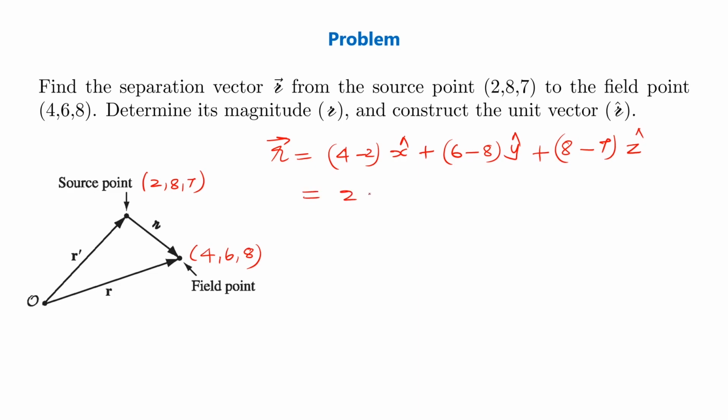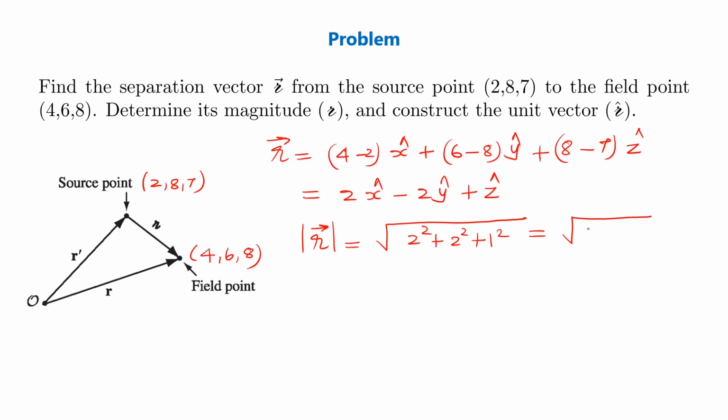So this is 2 times x hat minus 2 times y hat plus z hat. Now when we find the magnitude of vector script r, this will be the square root of 2 square plus 2 square plus 1 square. So this is equal to the square root of 4 plus 4 plus 1, the square root of 9, that is equal to 3.